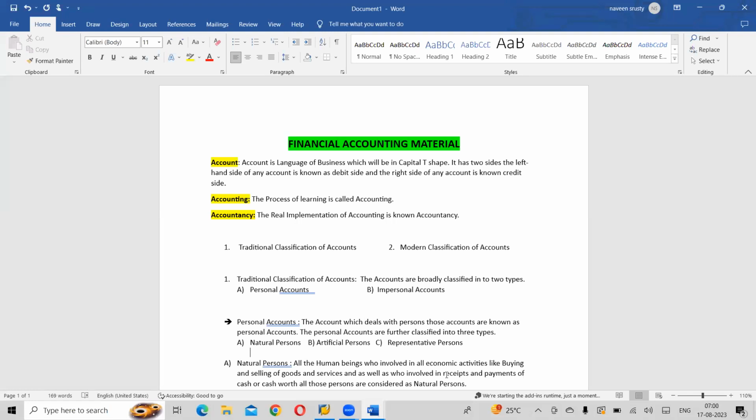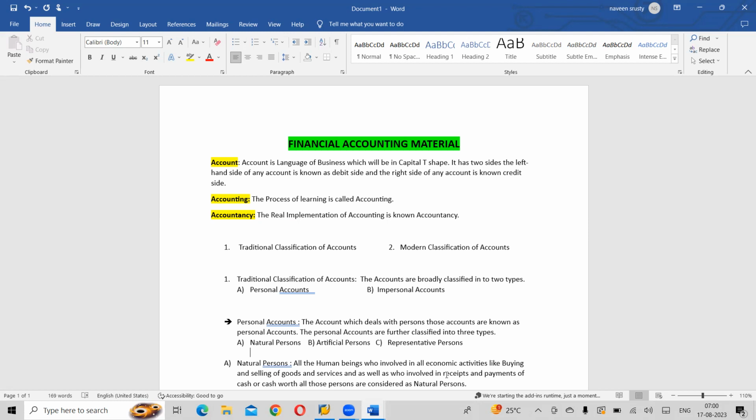Understood? For example, are we involved in all economic activities? We are human beings, that's the first point. Are we involved in all economic activities? Yes. So we are considered as natural persons. And those who, even though they are human beings, are not involved in all economic activities are not considered natural persons according to this.